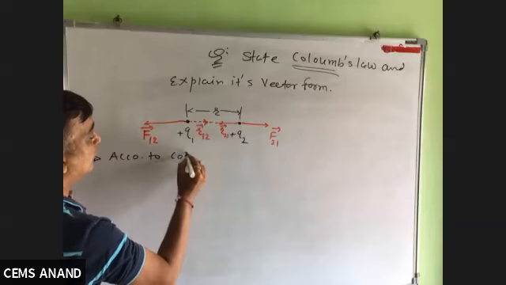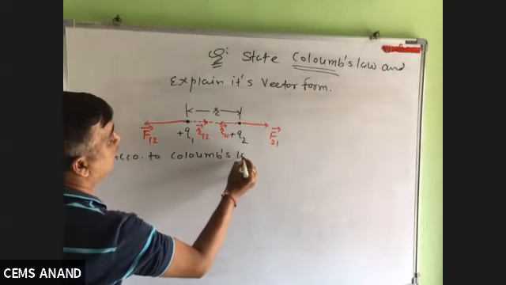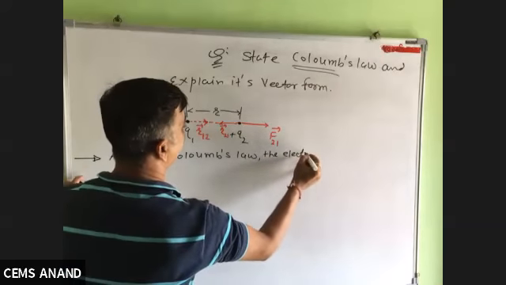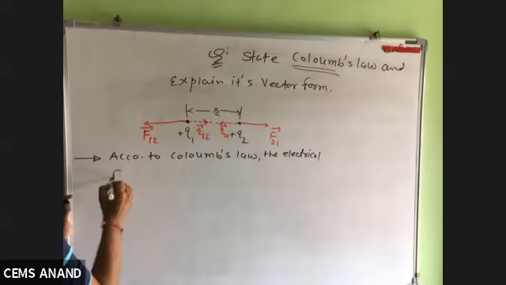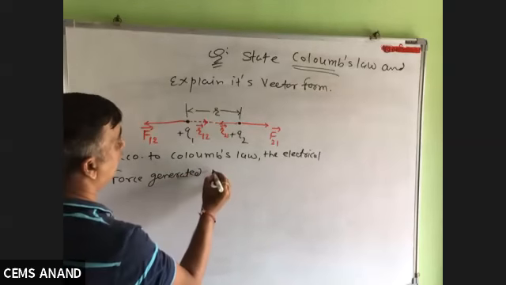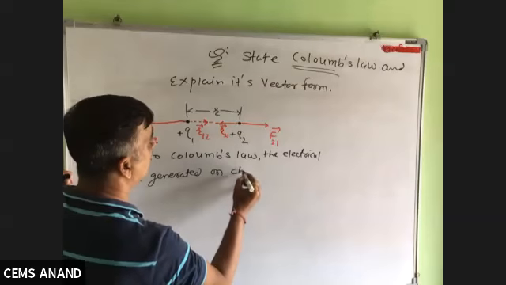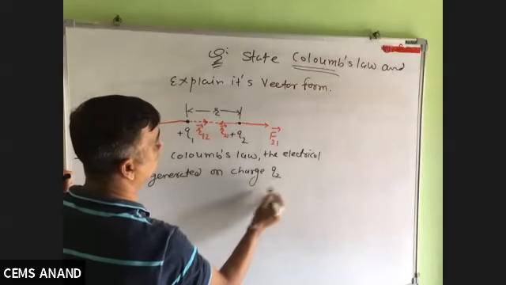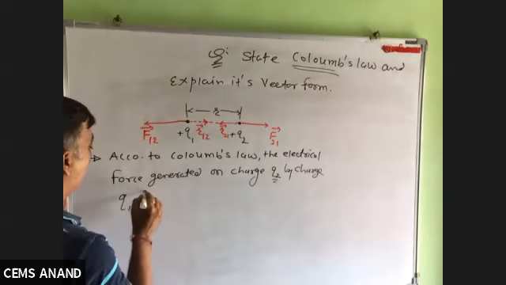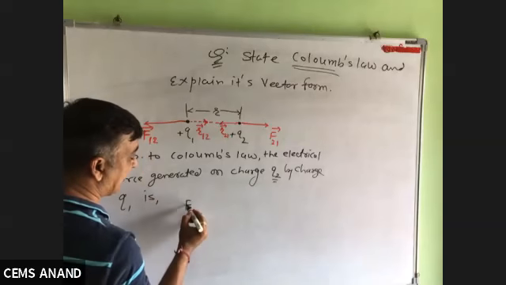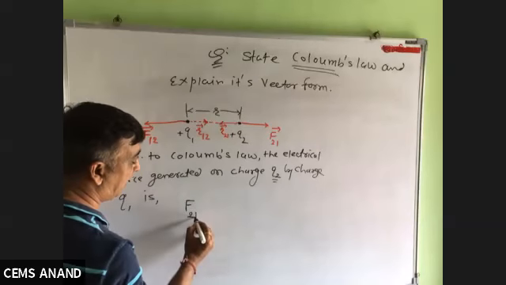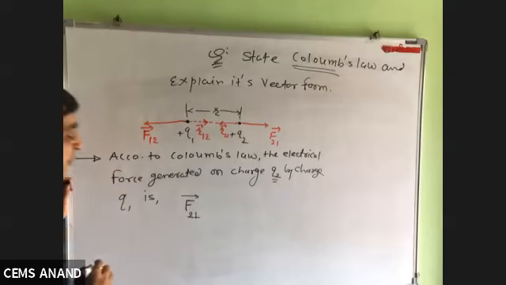According to Coulomb's law, the electrical force generated on charge Q2 by charge Q1 is, which number is acting? Second. Which number charge is applying the force? First. So the force is given by F21.